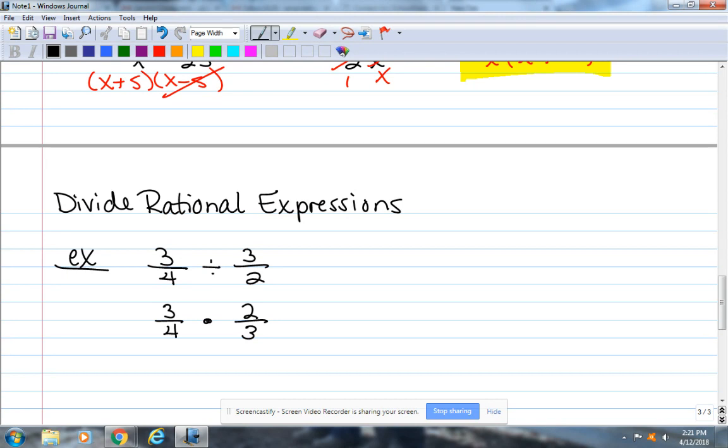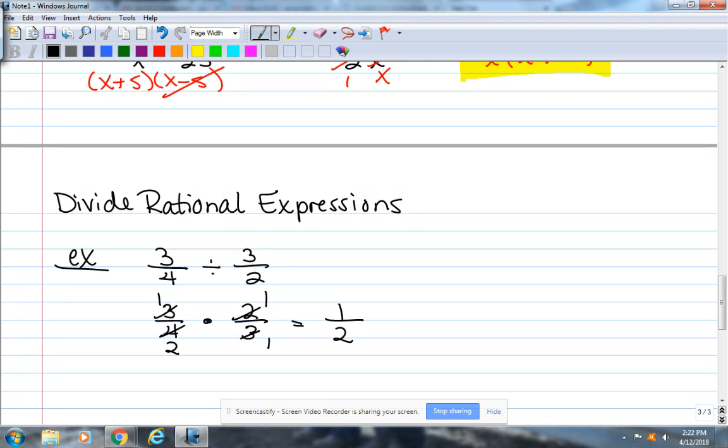Or couldn't we cancel these diagonally? Did we learn that little trick too one day? Back in our elementary school years. You could divide diagonally. 3 and 3 are both divisible by 3, so they make ones. 2 and 4 are both divisible by 2. 4 divided by 2 is 2. 2 divided by 2 is 1. Multiply across. 1 times 1 is 1. 2 times.